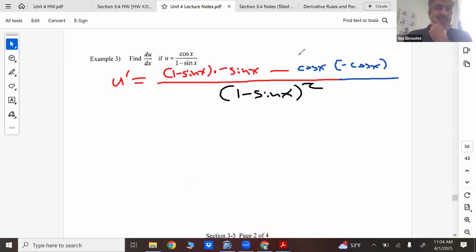Okay, so far, low d high, minus high d low, over low squared. Wait, why is the derivative of 1 minus sine x negative? What's the derivative of 1? Oh. Yep. And what's the derivative of sine x? Yep. Be really careful with the negatives though, because that can mess you up big time.